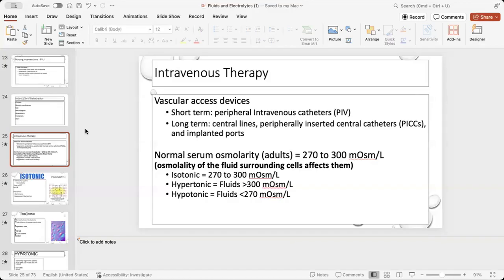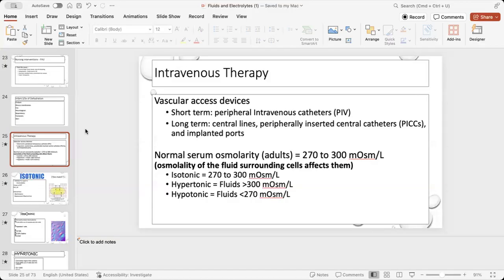What is that telling me? What is that looking at? Concentration, right? Those particles, the amount of solute in there. So 270 to 300 is normal for blood. That's what blood looks like.